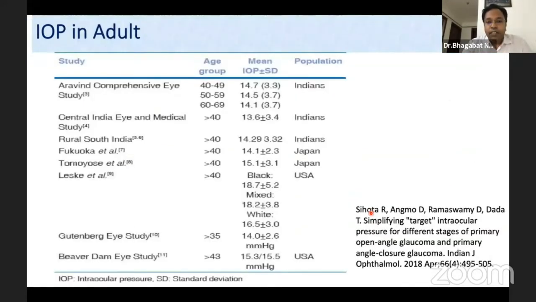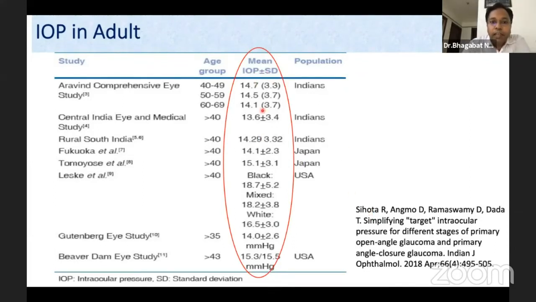And I have taken this from the IJO, Dr. Shiose's article. You can see this is the IOP in adults. All know that the range is 10 to 21 millimeters of mercury. It is just theoretical, from the statistical results in the literature. But the averages are 14, 15 on average, 16, 17, 18. This is the average IOP of the adult population across all these studies. So definitely the children's IOP will not be like that, not 14, 15, 16 like that.